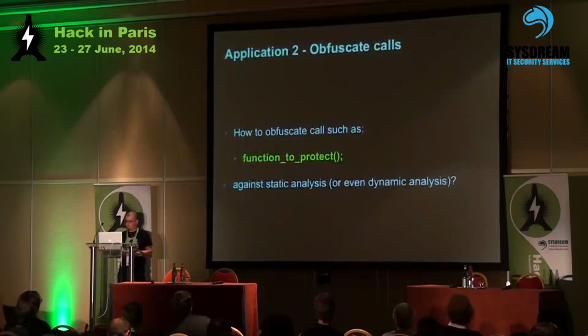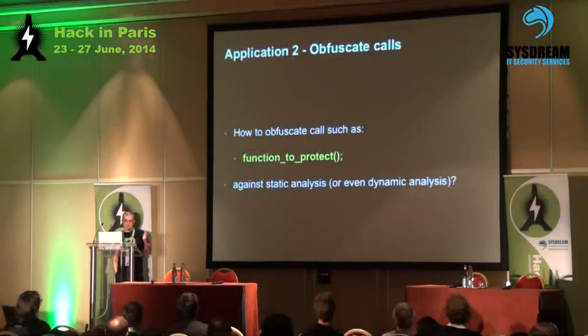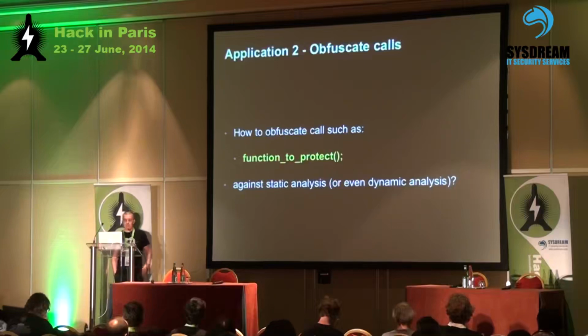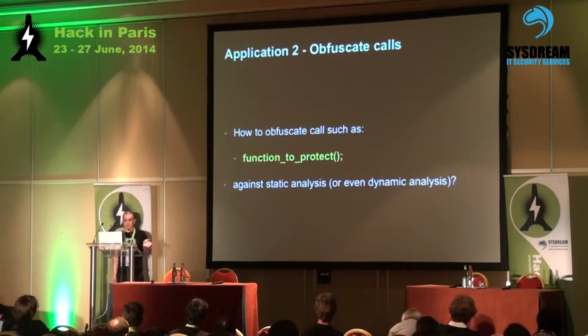I will then show you quickly a second application of this principle. My goal in this case is to obfuscate calls. I have a function, and in this function I want to call another one, which is called in this case function to protect. And I want to protect this against static analysis and even dynamic analysis. Of course, it's not perfect. What I want is to slow down reverse engineering. For that, I will use a finite state machine.